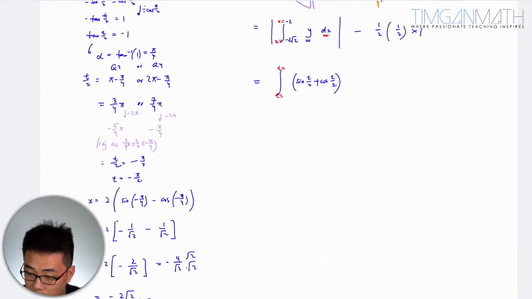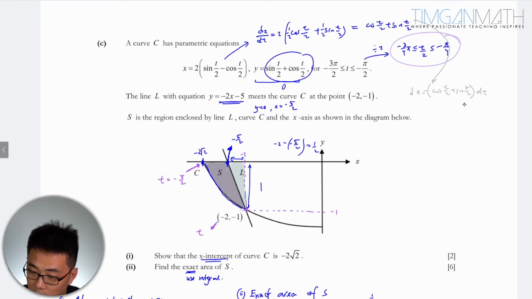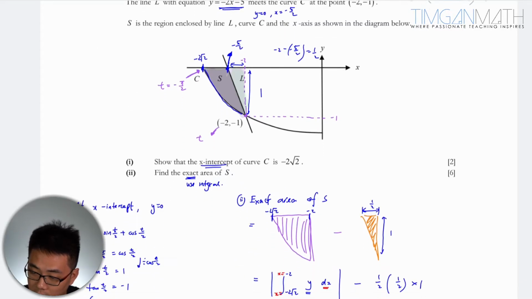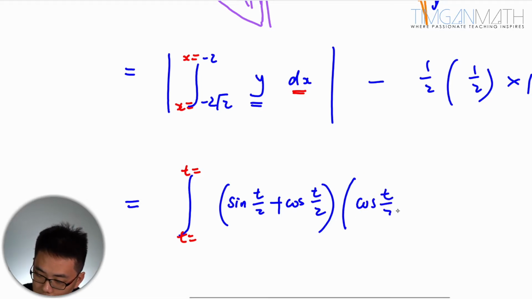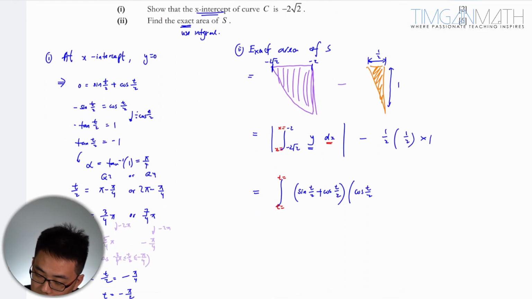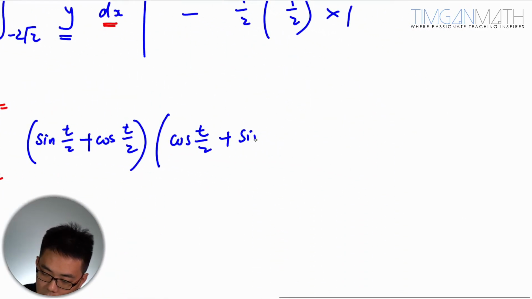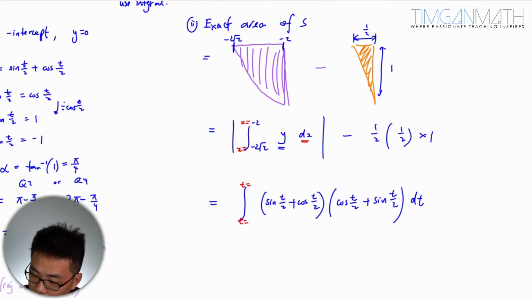So we're going to look at dx. This will be cosine t over 2. Just make sure that we differentiate this correctly. So this is cosine t over 2, and that will be plus sine t over 2. Okay, and this is dt, right? dx/dt, cosine, yeah, great.